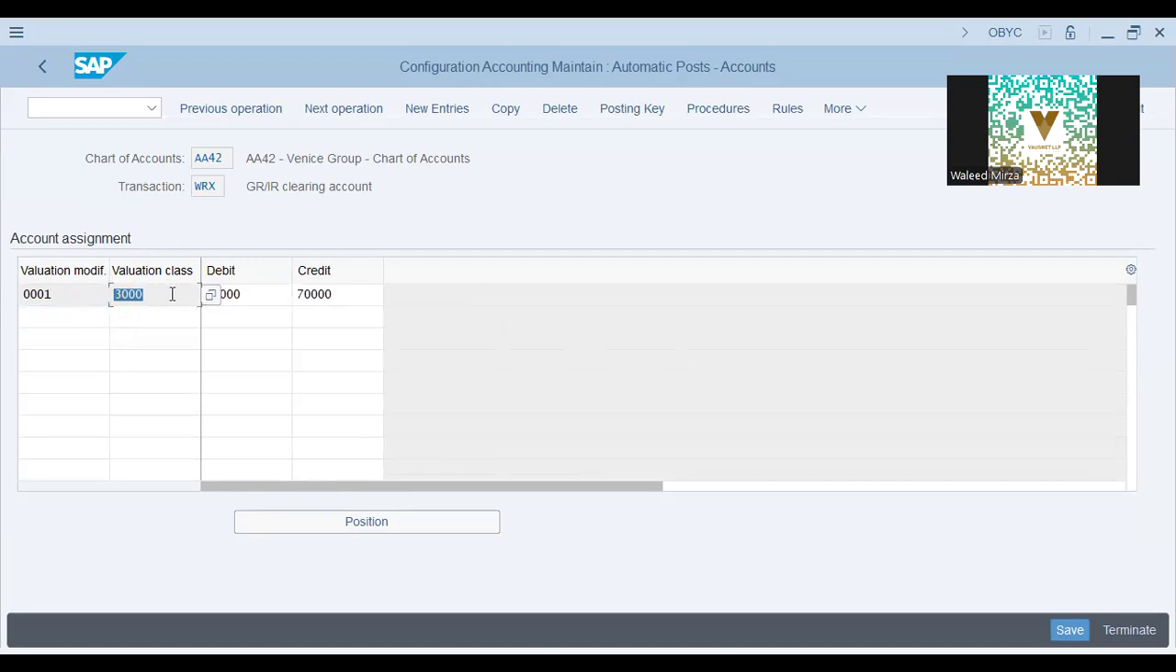Where is valuation class found? Valuation class is a part of the material master. In the material master, we give valuation class at the accounting level as well. So you should know that. Valuation modification, let's check because it just skipped my mind.